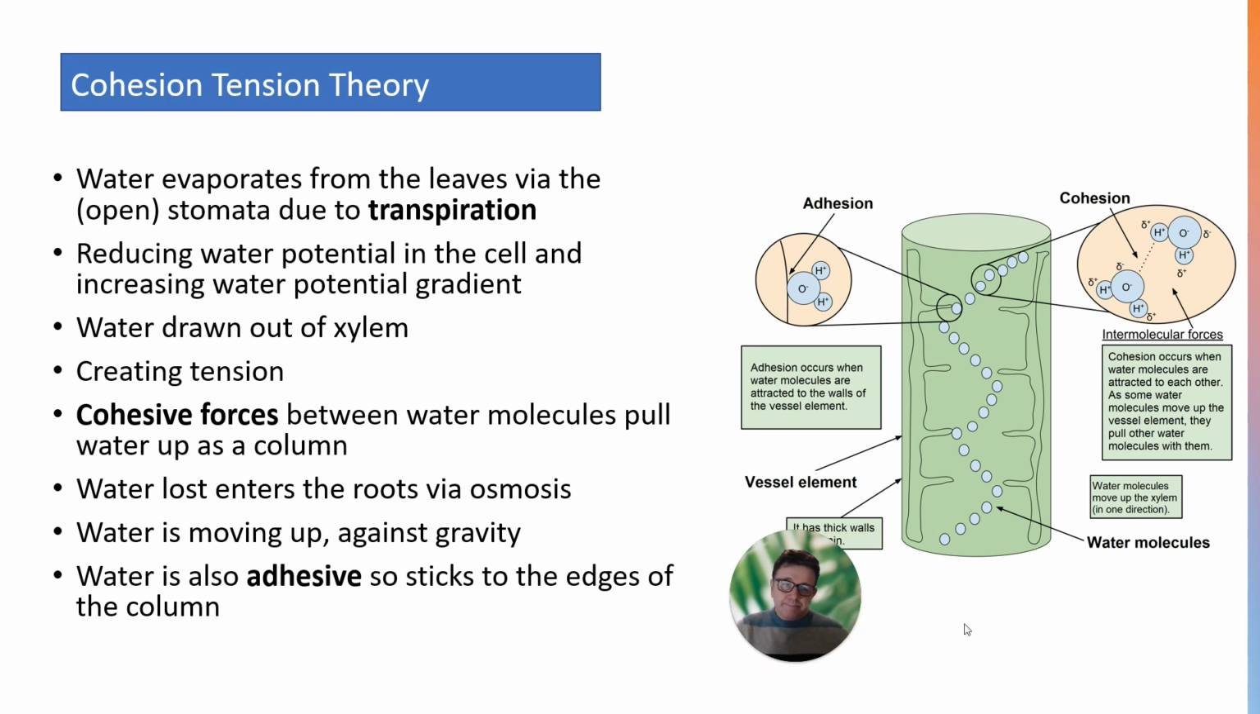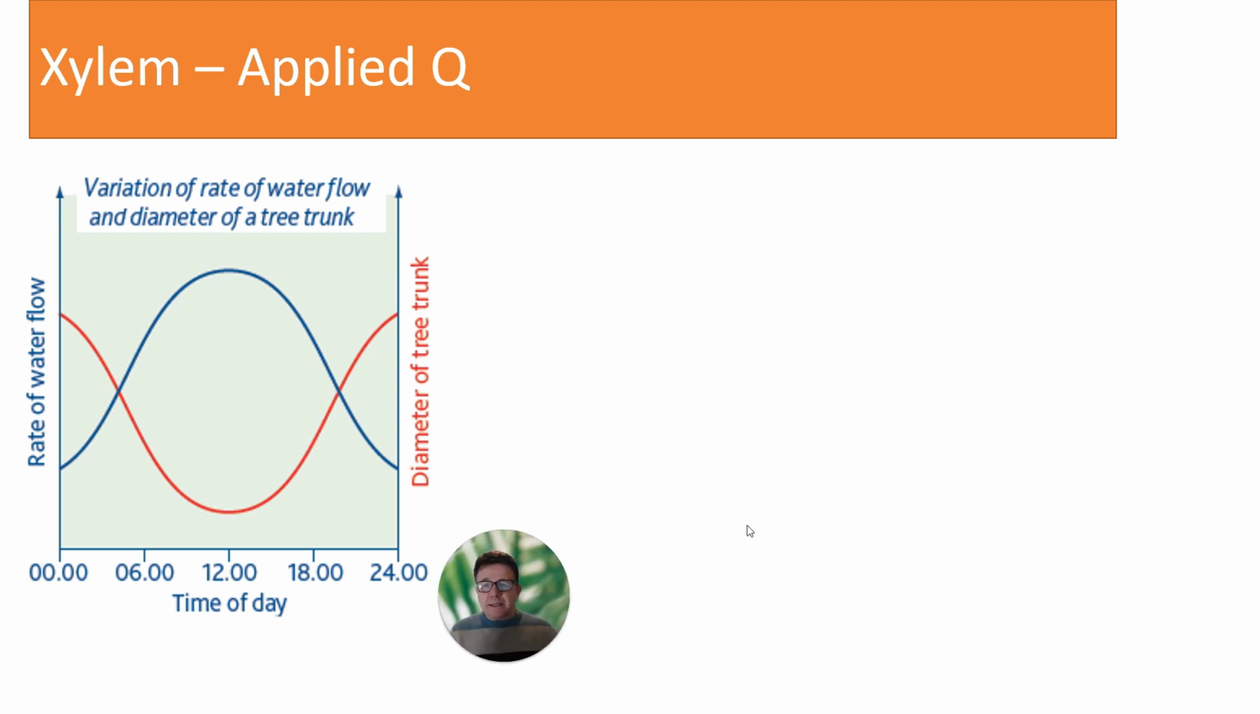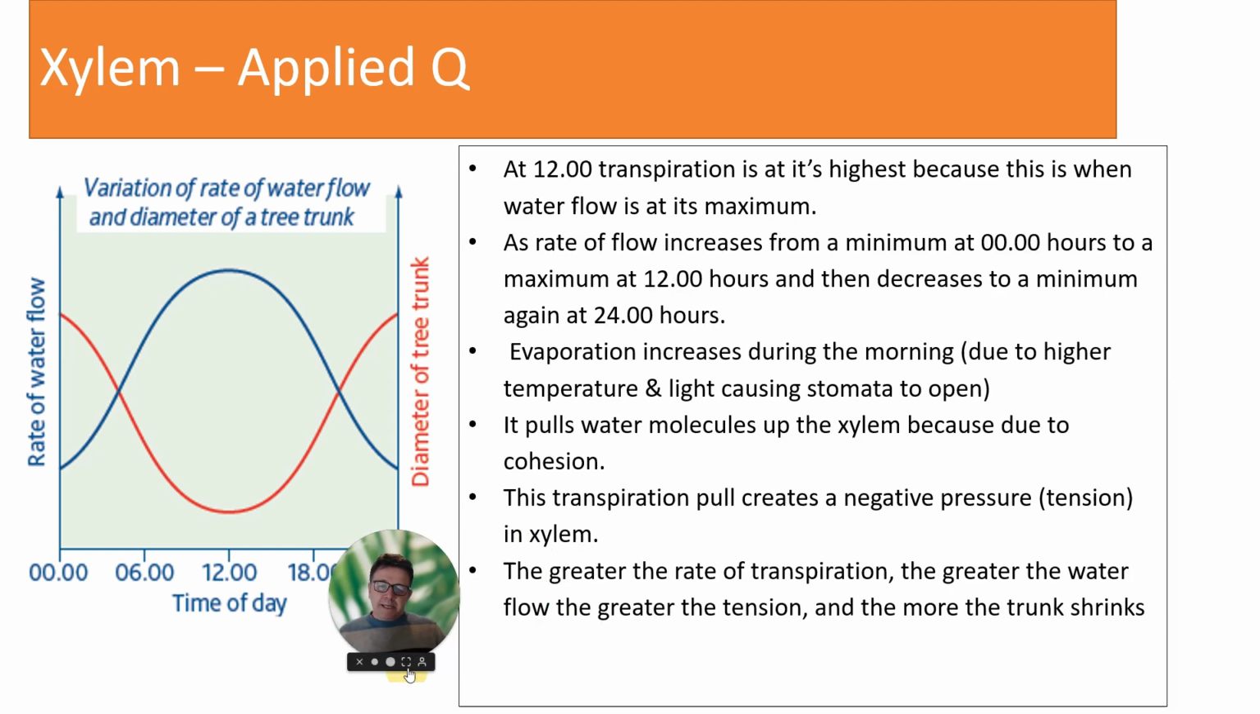You sometimes will see quite applied questions related to the rate of transpiration and the diameter of the tree trunk, and they might ask you to describe and explain this type of graph. So the kind of thing they're looking for is to talk about the rate of transpiration. How would you describe and explain it? Well, transpiration is going to be at its highest at 12 o'clock. This is when water flows at its maximum. As the rate of flow increases, it increases to a maximum, and then it decreases to a minimum again at 2400 hours.